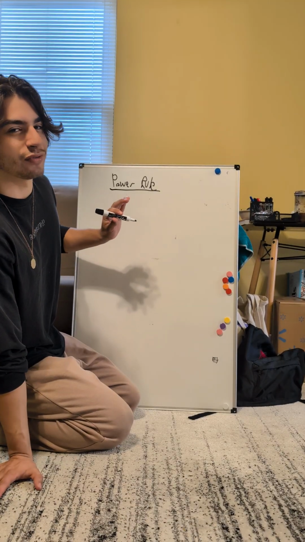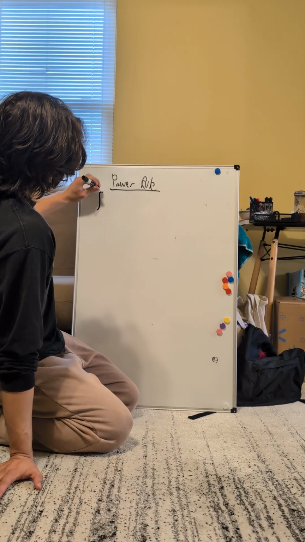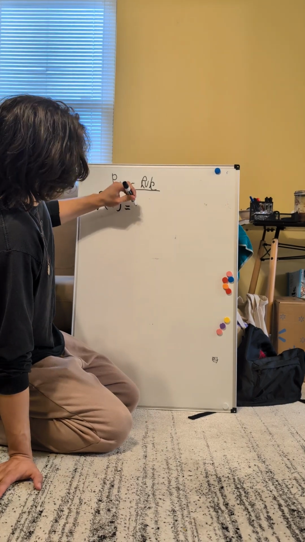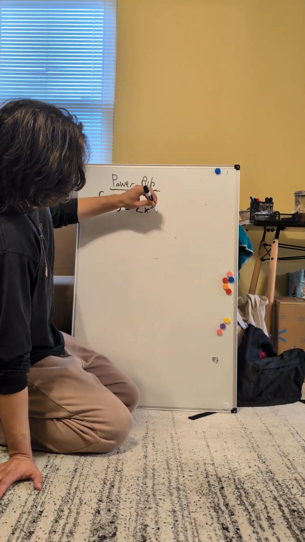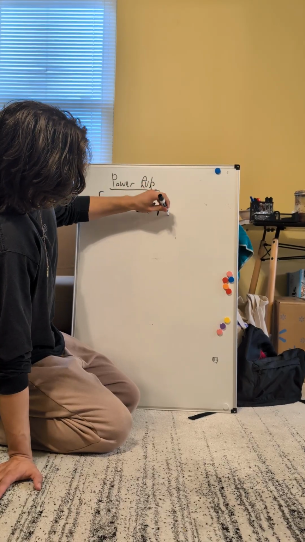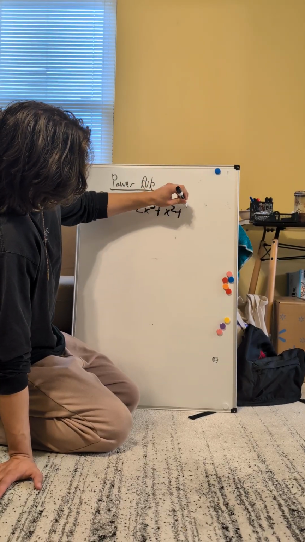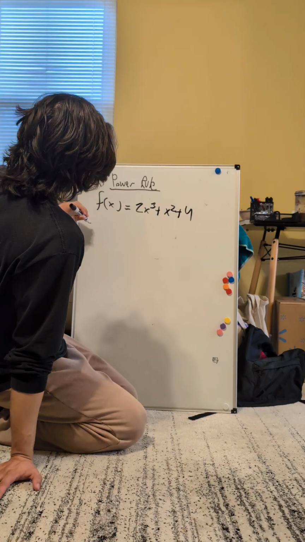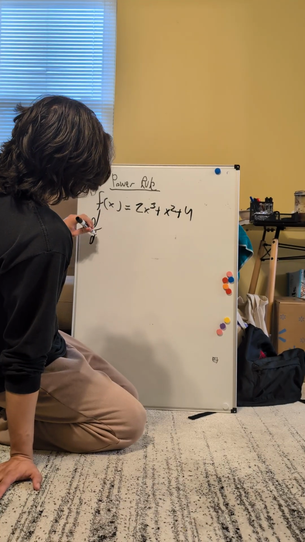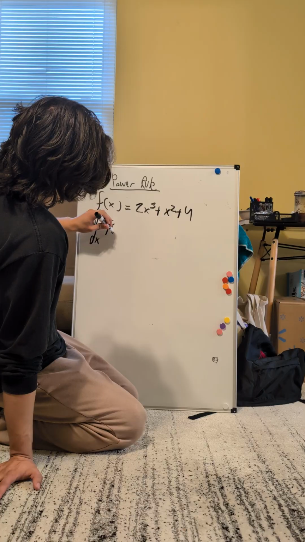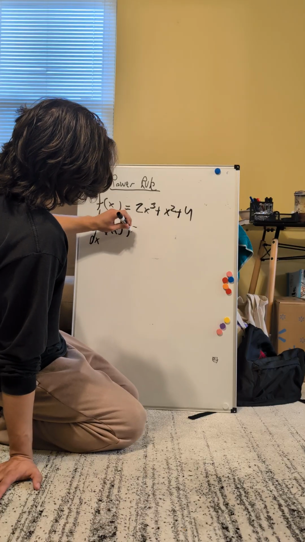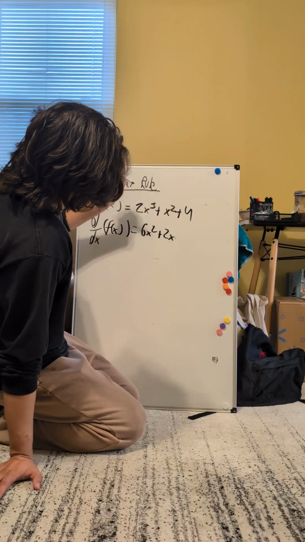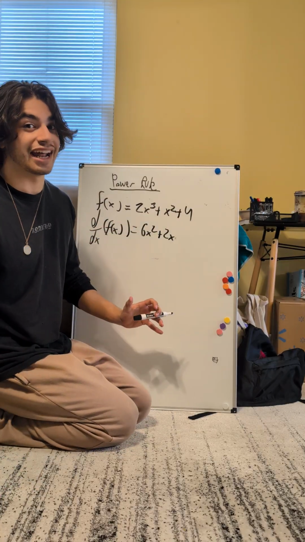we'll just start with the example before I give you the rule. If I have a function f of x equals 2x cubed plus x squared plus 4. Using the power rule, taking the derivative of this function, I'm going to get 6x squared plus 2x, and that's it. How did I do that?